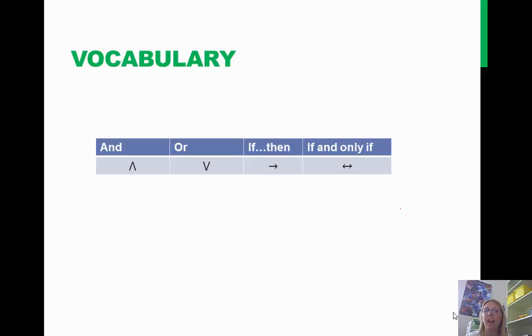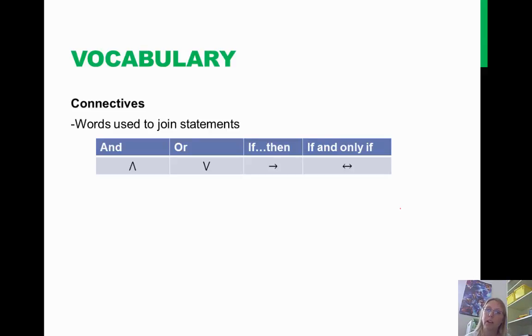If you notice, the and looks kind of like something we saw in the last unit, which is the intersect symbol, but this one has a pointed edge to it. The or looks like a union symbol. If then is an arrow, and if and only if is a double arrow. What is a connective? Well, it's words used to join statements.